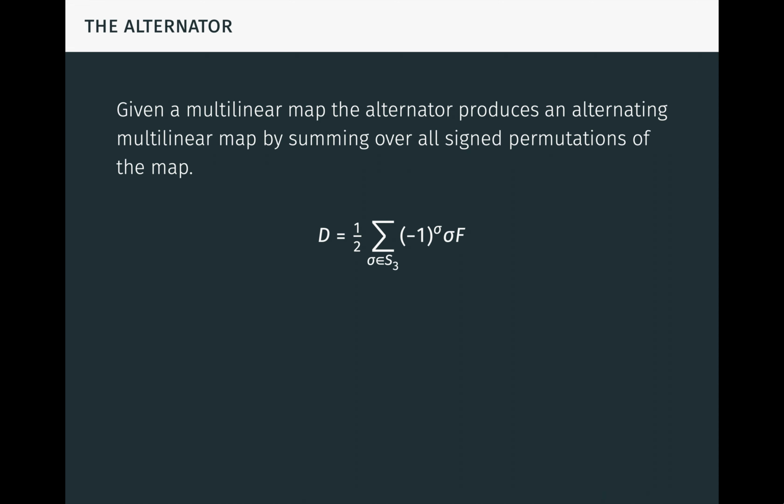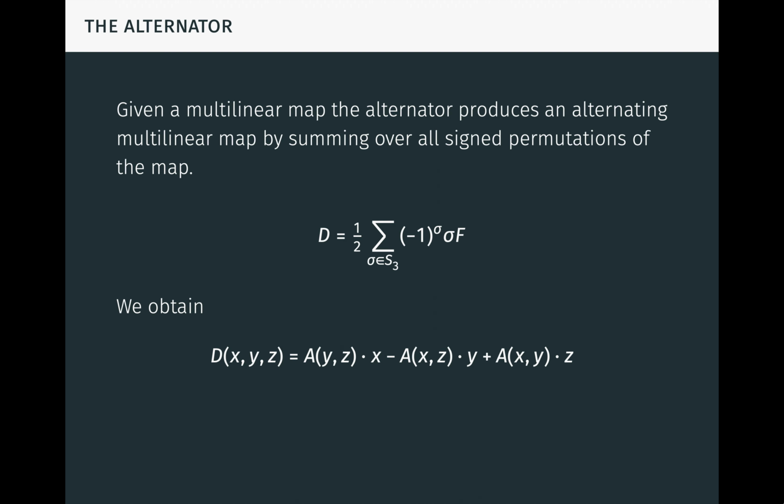Don't worry about the scalar 1/2, that's just to make the math simpler later. The important point is that D is summing over all signed permutations of F. We obtain the expansion seen here. It's easy to see that D is multilinear since it's a sum of multilinear maps.